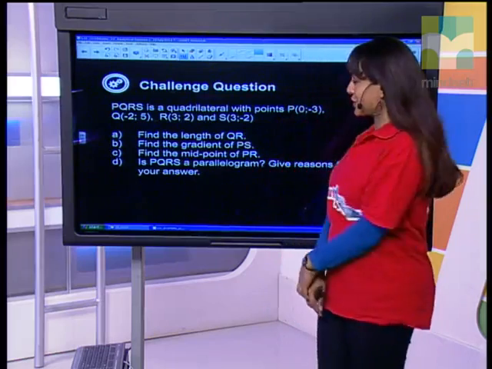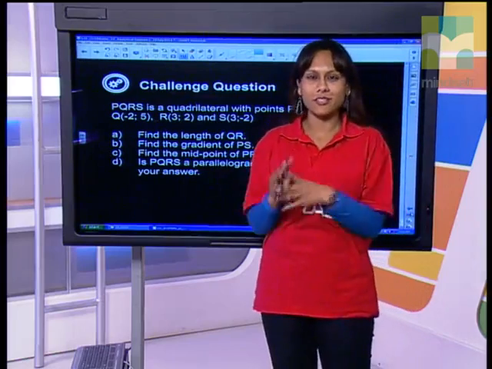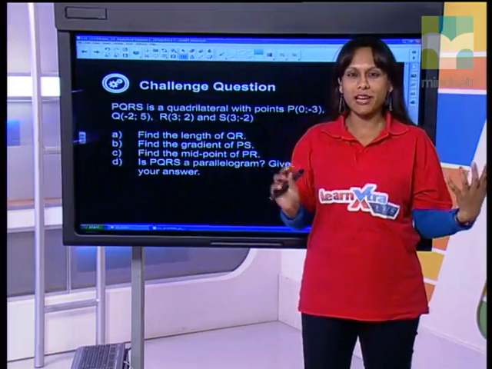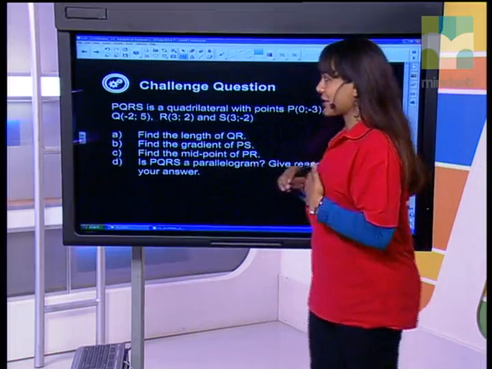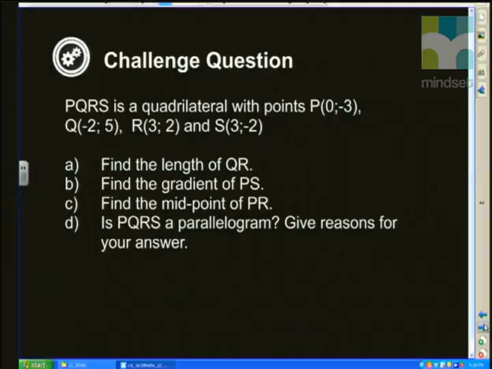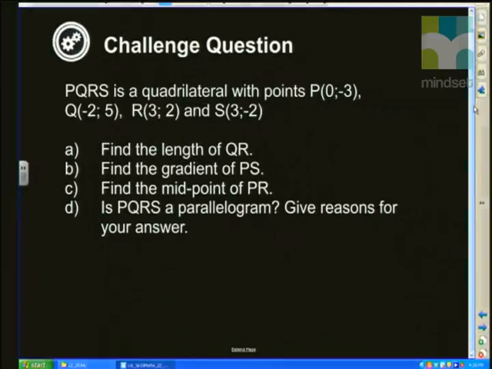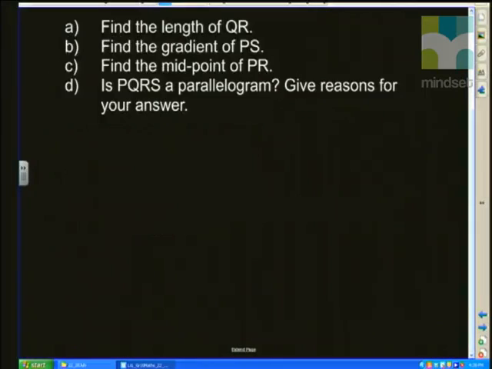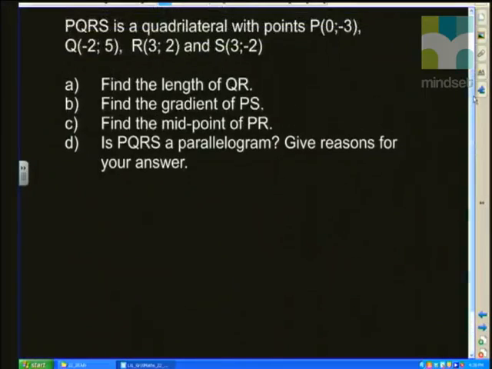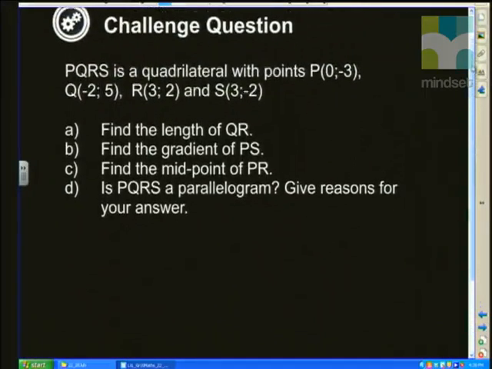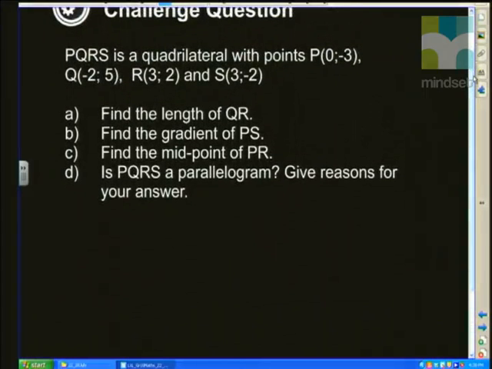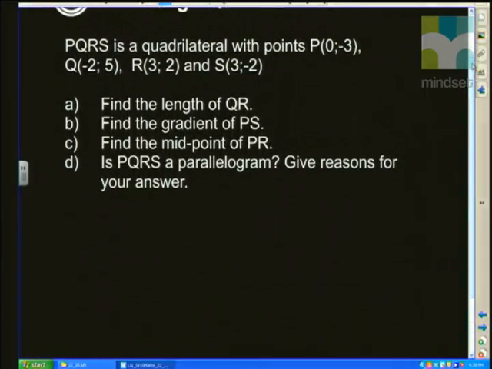All right, guys, so hopefully if you've tried the challenge question, you're ready and you've got your answers and you're ready to mark them and check if you're correct. Let's have a look. Let's go straight into it. So here you were given PQRS as your quadrilateral, and you were given the points. You were asked to find lengths, gradients, midpoints, and then state if it is a parallelogram. So what type of quadrilateral is it? All right. I'm going to put the points down on a diagram, and we'll refer to it as we go through this question.